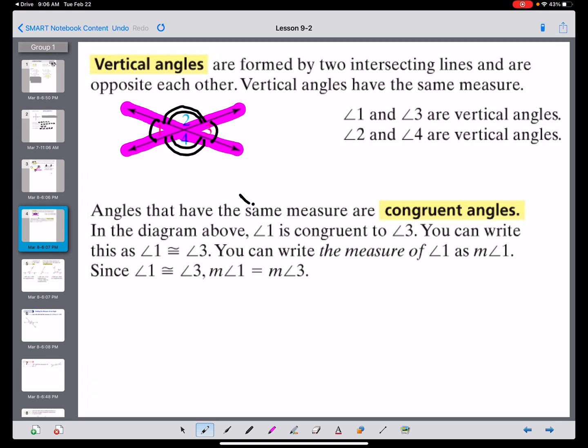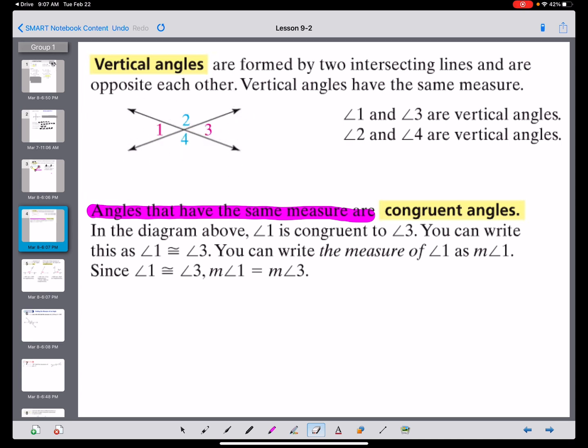When I put these little loops in there, the ones with the same number of little loops or arcs mean that they are congruent. So 2 and 4 both have 2 loops, so they are congruent. Angle 1 and angle 3 both have one arc or one little loop in there, so they are congruent. So congruent means that they have the same measure. Angles that have the same measure are congruent angles.